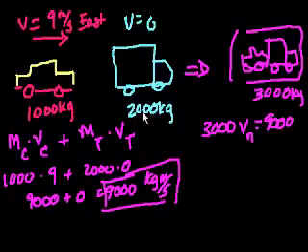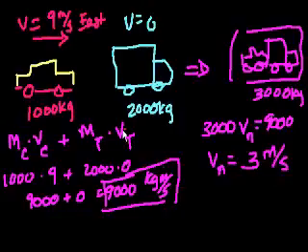That's what you always have to remember. Momentum doesn't change unless there's a net force acting on the system. Because we saw force is change in momentum per time. So if you have no force, you have no change in momentum. So let's just solve. Divide both sides of this by 3,000, and you get the new velocity is 3 meters per second. And that kind of makes sense.